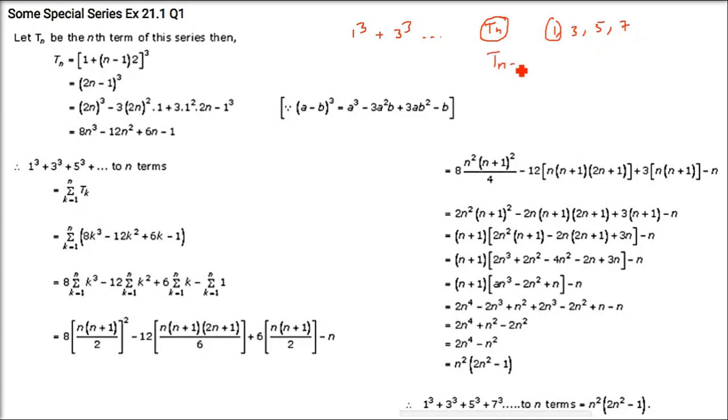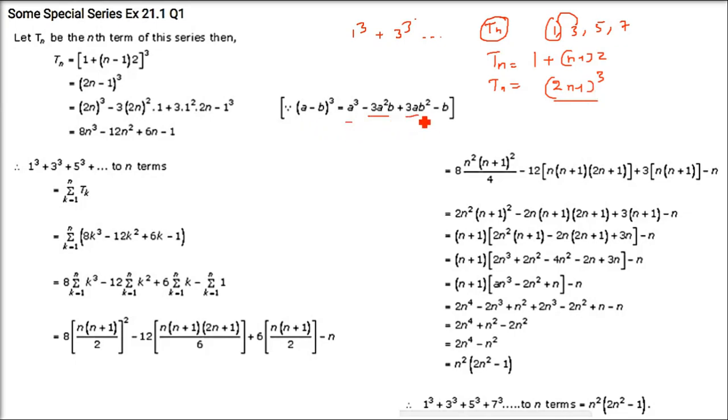So what is the first term? If you want to find out Tn, the first term is 1. So we can use an AP formula, a plus n minus 1 into d, where d is 3 minus 1, 2. So you have Tn is 2n minus 1. But since it is going in cube, 1 cube, 3 cube, like this, the final term will be in cube. So you will have 2n minus 1 whole cube.